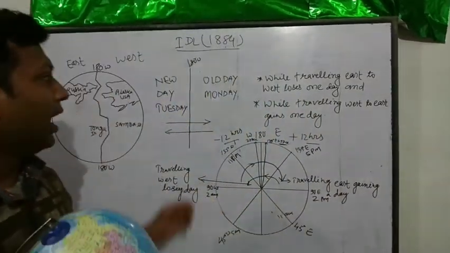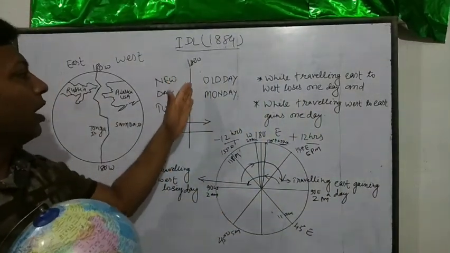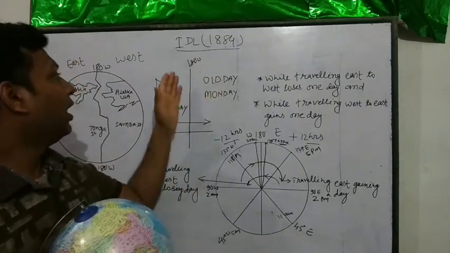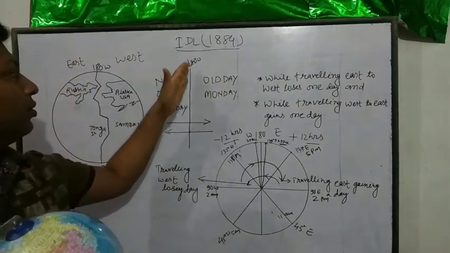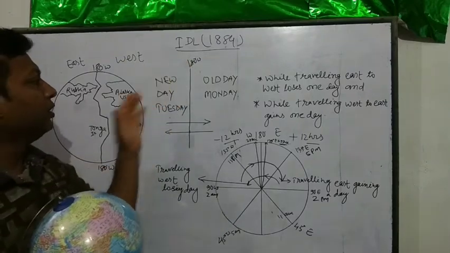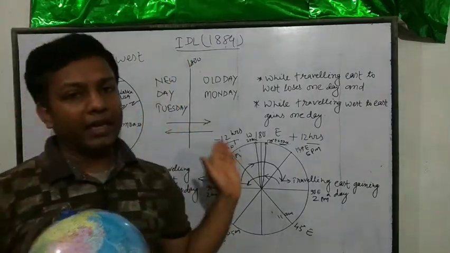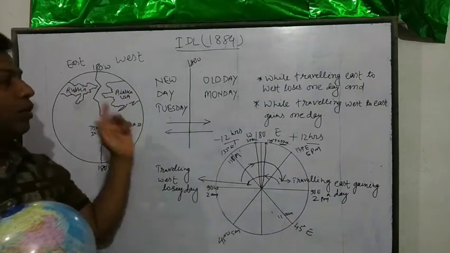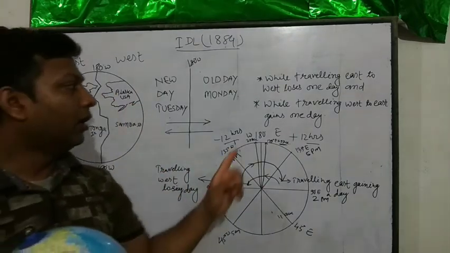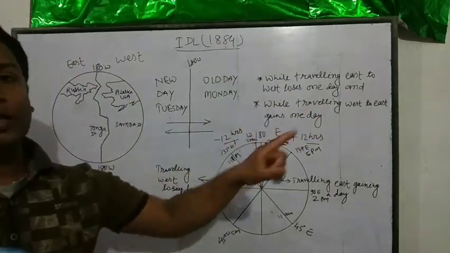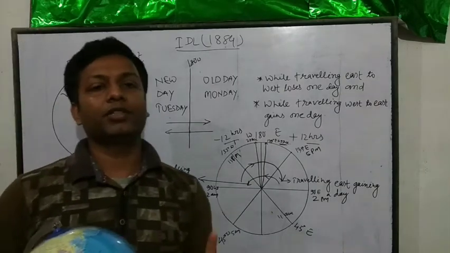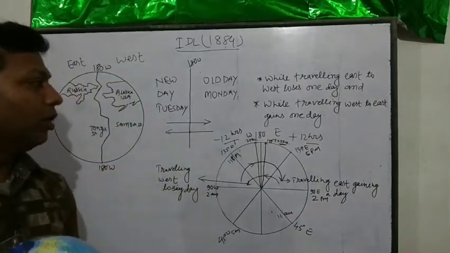Okay. So there is a concept. The concept is that on the 180-degree westward side, old days, and eastward side, new days. While we travel east to west, we lose 1 day, and while we travel west to east, we gain 1 day. This is the time concept.